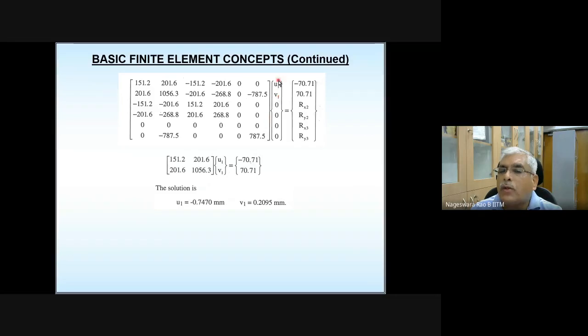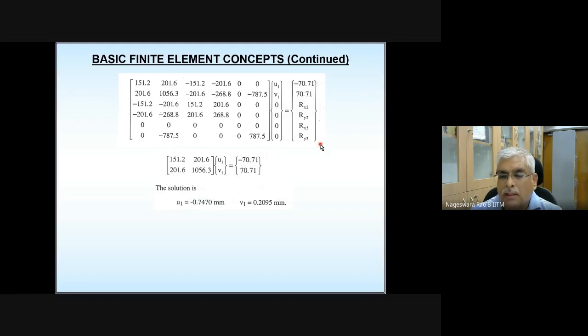Once you get U1, V1 here, then you can determine these reactions by multiplying with this global stiffness matrix. Once you know these values, you substitute the numerical values, you know this vector, you multiply, and then you are going to get this. But if you are not interested in these reactions, then there is no point in assembling this equation system.